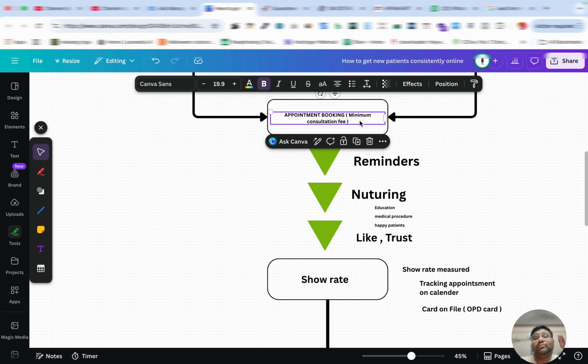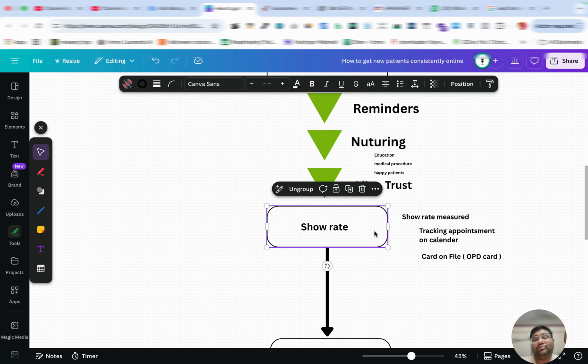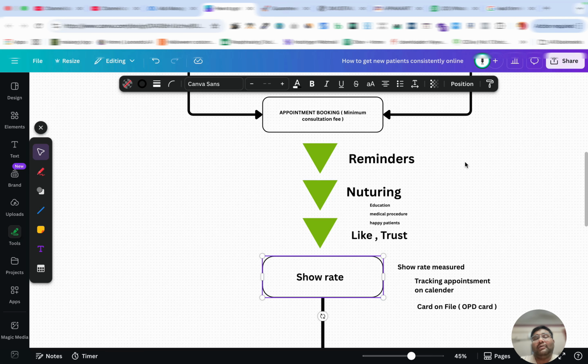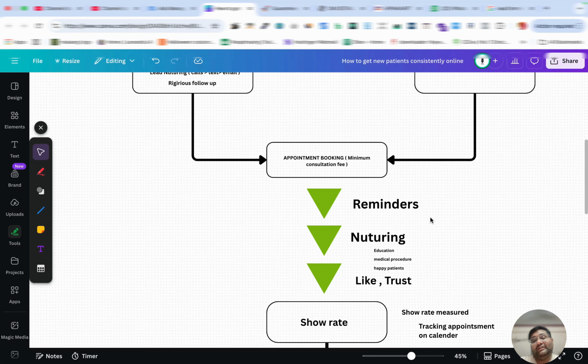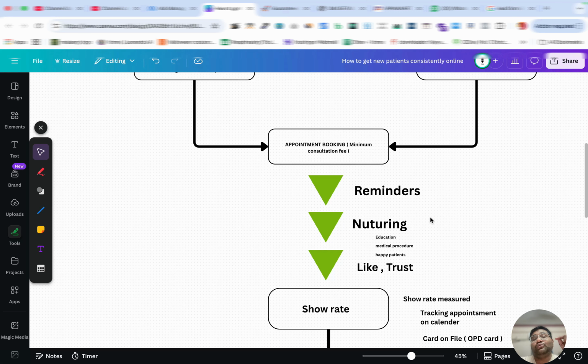For example, if 100 people book an appointment and only 40% visit your clinic, there is a gap of 60%. So we will try to improve that by eliminating the friction. Whether that 60% are non-serious buyers or are having issues with rebooking or rescheduling the appointment, we will optimize and try to increase the show rate.